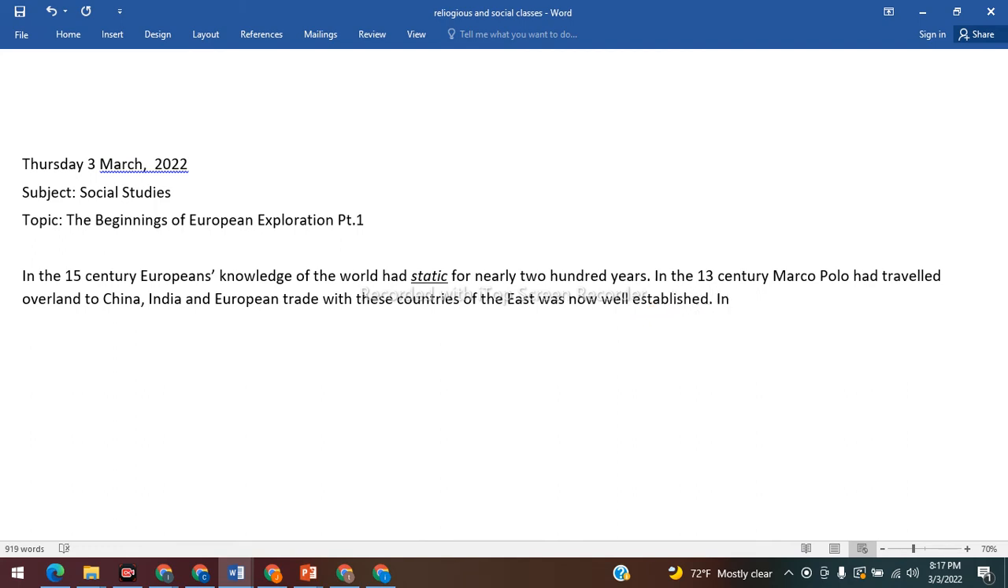So are we tracking? In the 13th century, trade with the East was well established. Marco Polo traveled there to China and India, and things were going pretty okay in terms of trade between the Europeans and China and India. So they knew the routes, they knew how to trade with these countries. Now in the 11th century, what they're basically doing is giving you a little history on things leading up to the 15th century, like what happened before that.